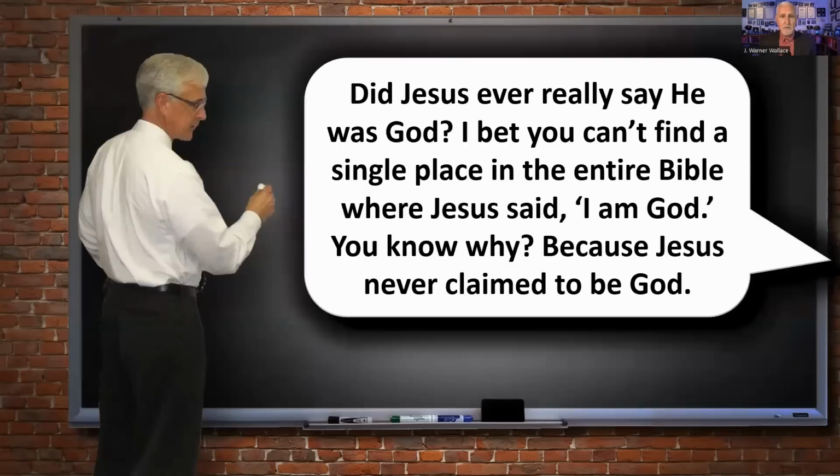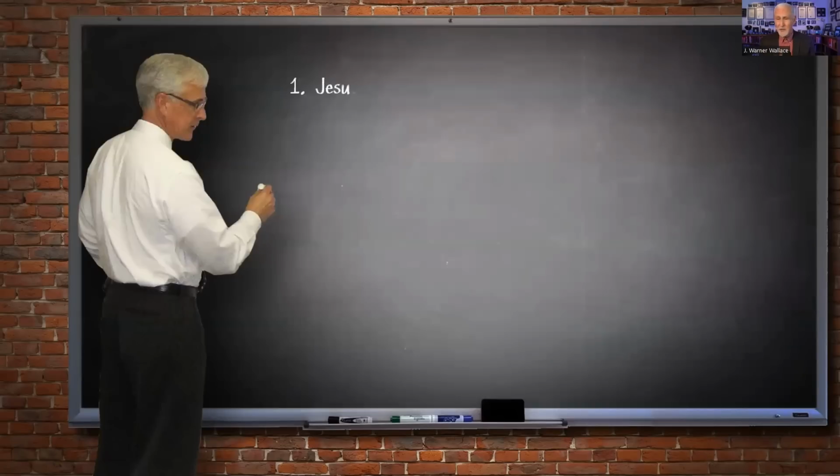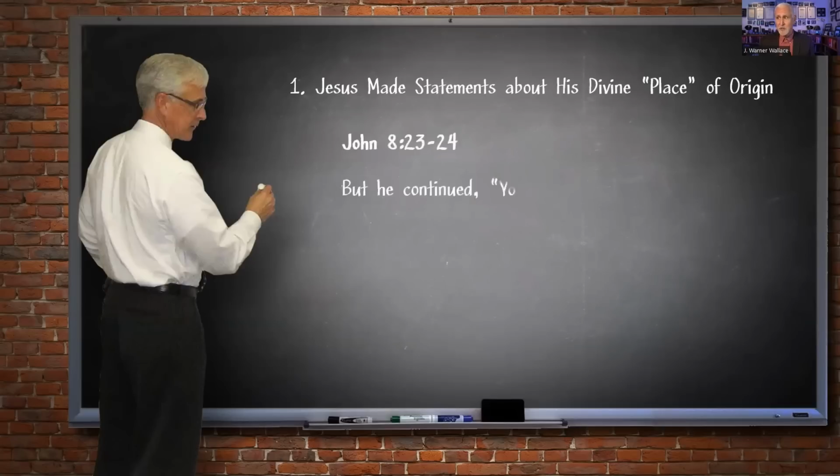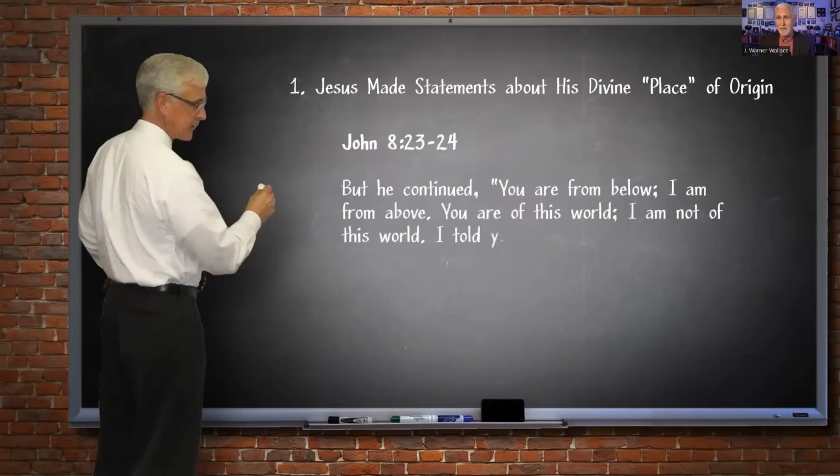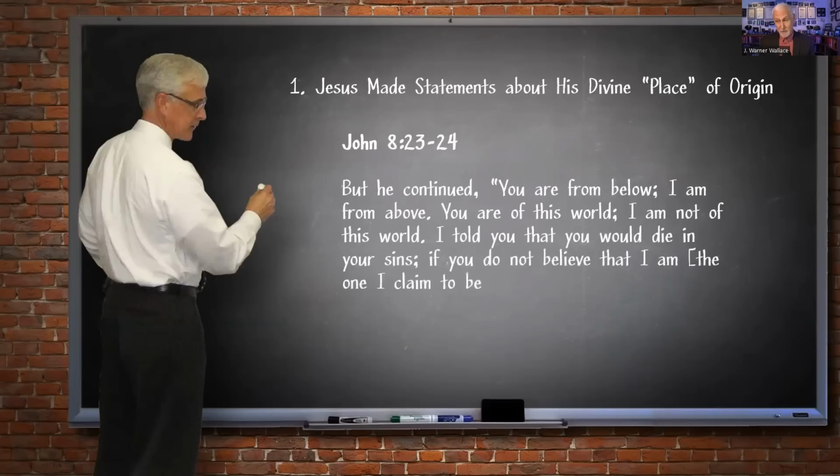Okay, well, I've got to build a case for this in my own mind, if nothing else, before I start to present it to others. So I start to think about it, and it turns out there are a number of claims. I kind of alliterated these with the letter P, but Jesus did make statements about his divine place of origin. You saw this in John chapter 8. He said, "You are from below. I am from above. You're of this world. I'm not of this world. I told you that you would die in your sins. If you do not believe that I am the one I claim to be, you will indeed die in your sins." What is this "I am not of this world" stuff? It seems that Jesus is claiming a divine place of origin.